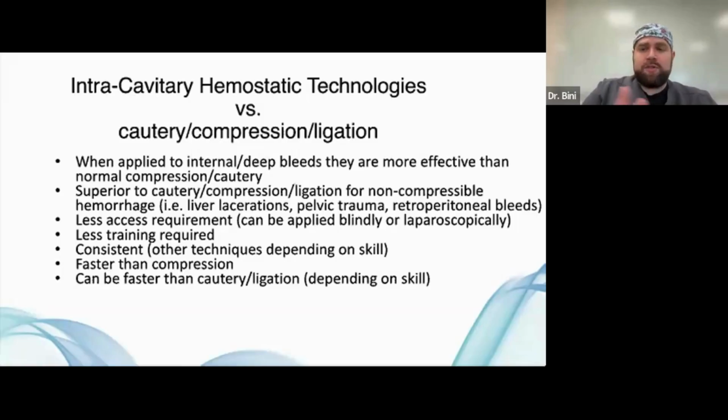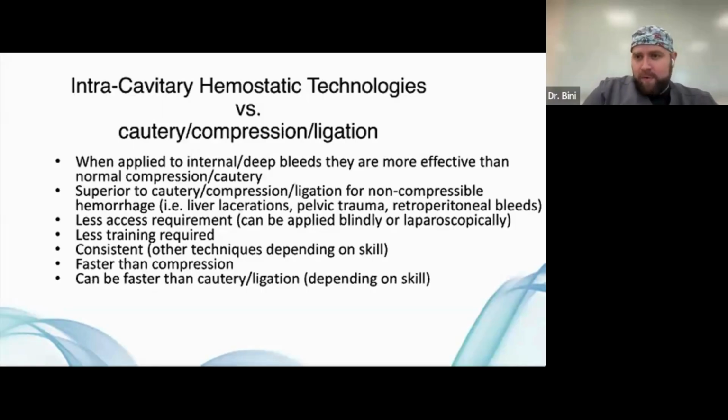And the research compared intracavitary technologies versus cautery, compression, or ligation. When applied to internal deep bleeds, these intracavitary hemostatics are way more effective than normal compression or cautery. They're superior to cautery, compression, or ligation for non-compressible hemorrhage, so liver lacerations, pelvic trauma, retroperitoneal bleeds. Those are way superior to our common techniques. You don't need a huge access requirement, so you can use it blindly or laparoscopically. That makes it very easy.